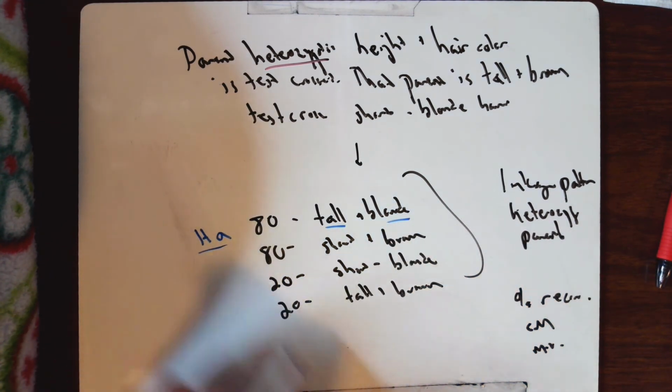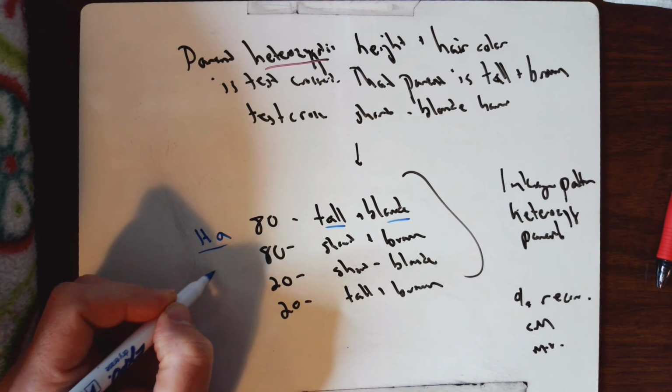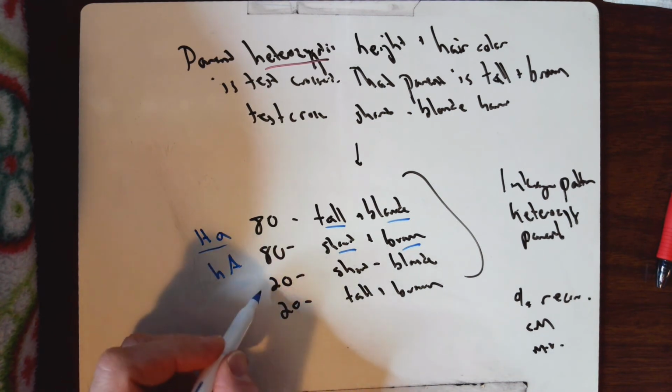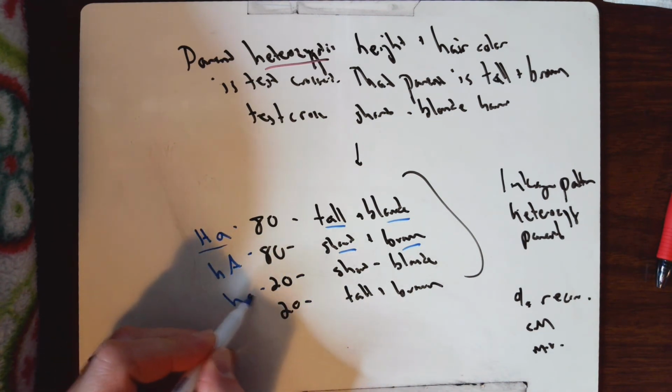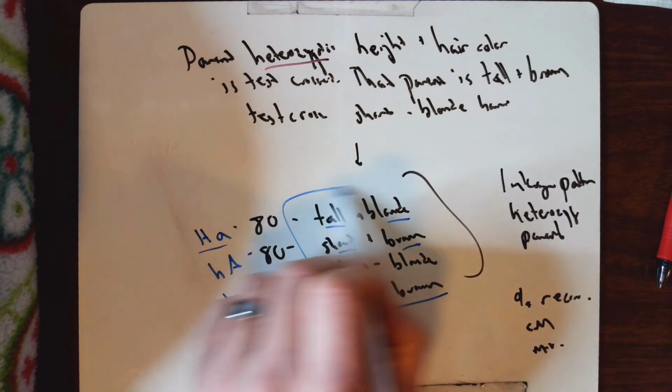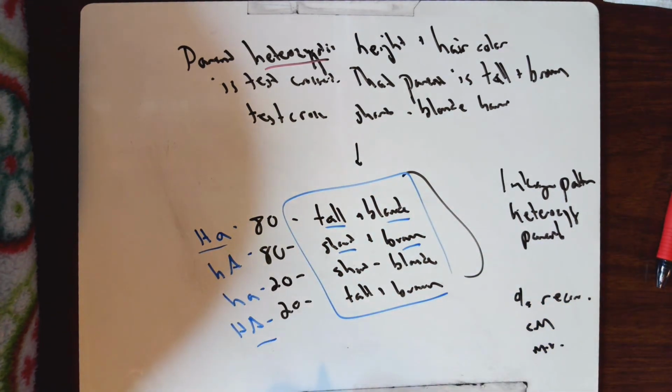So I've keyed that. And for the next 80, it's actually recessive for height and dominant for hair color. So I'm going to key that. And for this 20, it's recessive for both, and for this 20, it's dominant for both. So now I've turned all of this into our shorthand of phenotypes and genetic notation.